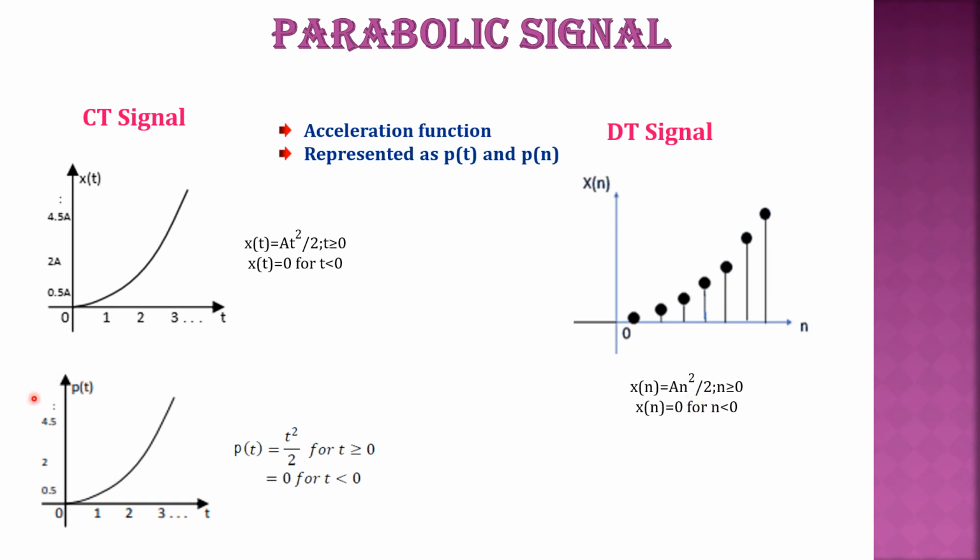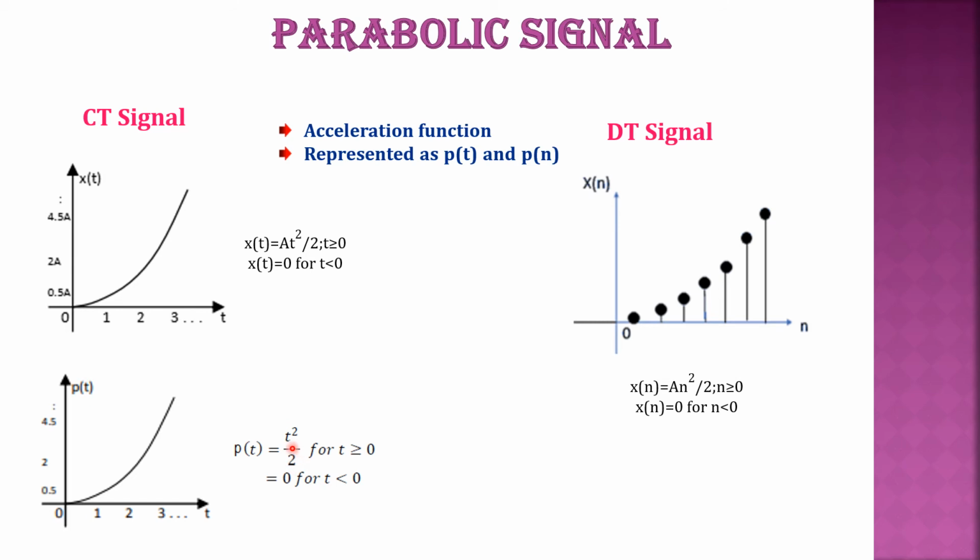Now see here, look at this diagram. I have taken the value of a to be 1. In that case, p of t is equal to t square by 2 for t greater than or equal to 0. Now you all know how to substitute. When t is equal to 1, it is 1 by 2.